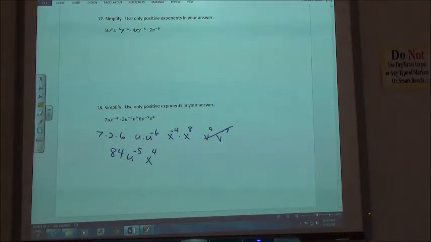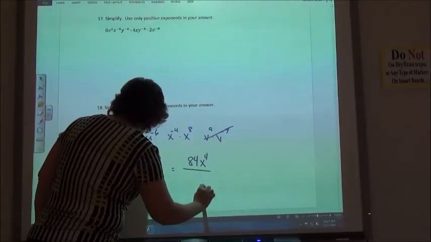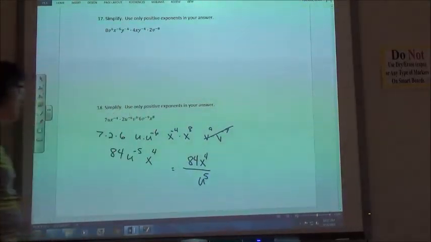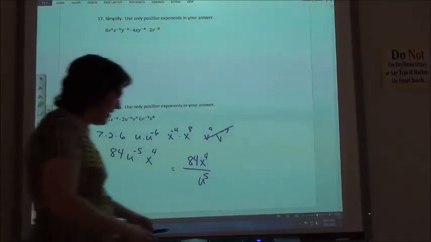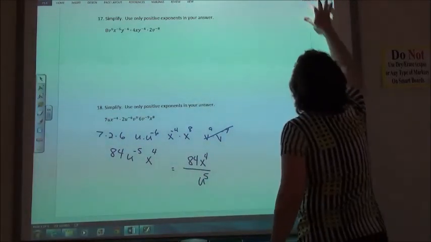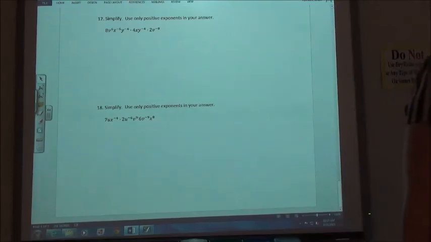So my answer with only positive exponents would be 84x to the 4th over u to the 5th. Exactly. So, negative exponents. If there's a negative exponent, you end up doing the reciprocal of whatever you have to make it positive.